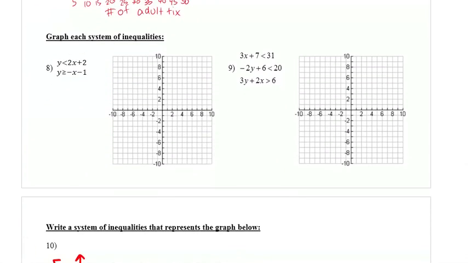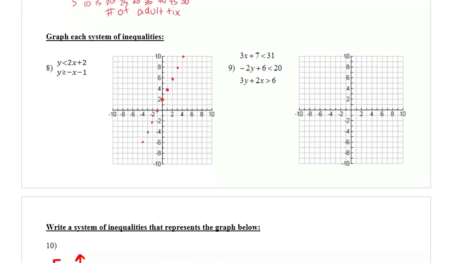For these, we're going to graph each system of inequalities. Okay, so we're going to graph each linear inequality, and then we're going to find that one spot on the graph that would be shaded for both of our inequalities. These are both already in slope-intercept form, so that's nice. So I'm having an intercept at 2 and a slope of 2 over 1.